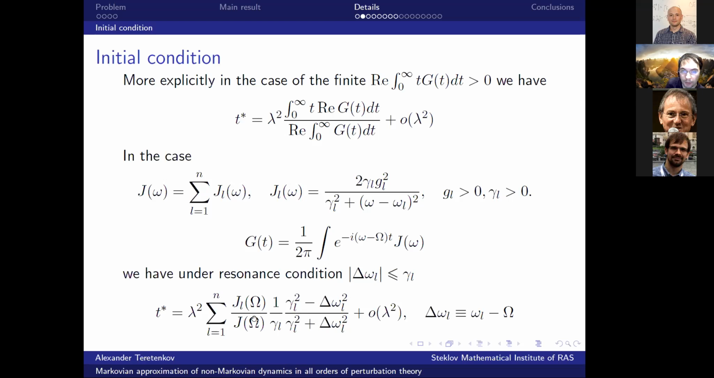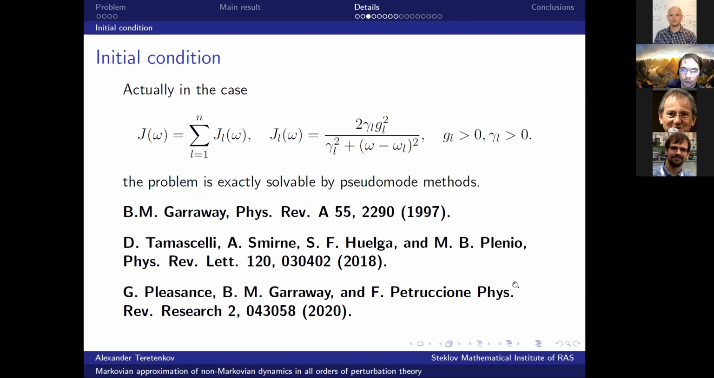From this simple example, one could say that in general, the positivity of this term is a resonance condition, because it can be derived from this inequality that the detuning is less than a reverse correlation time. And to visualize our results, let us go to the exactly solvable case.